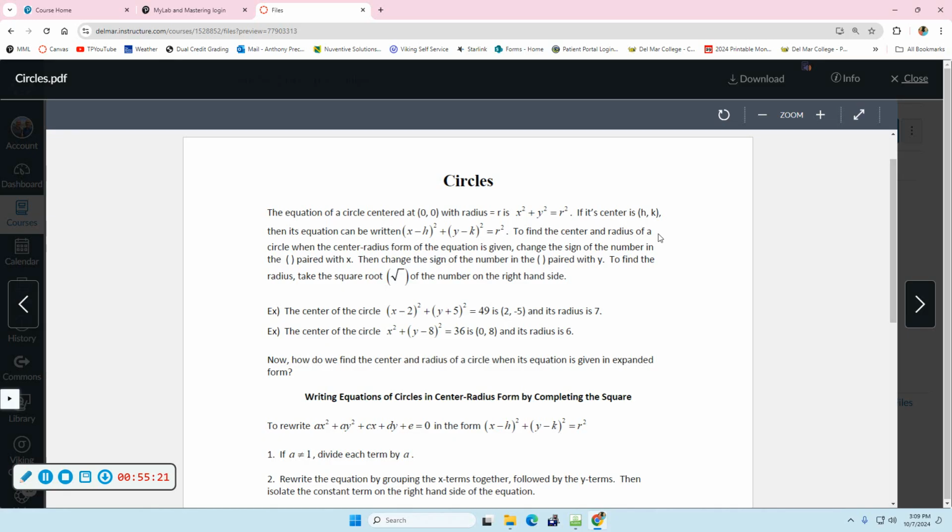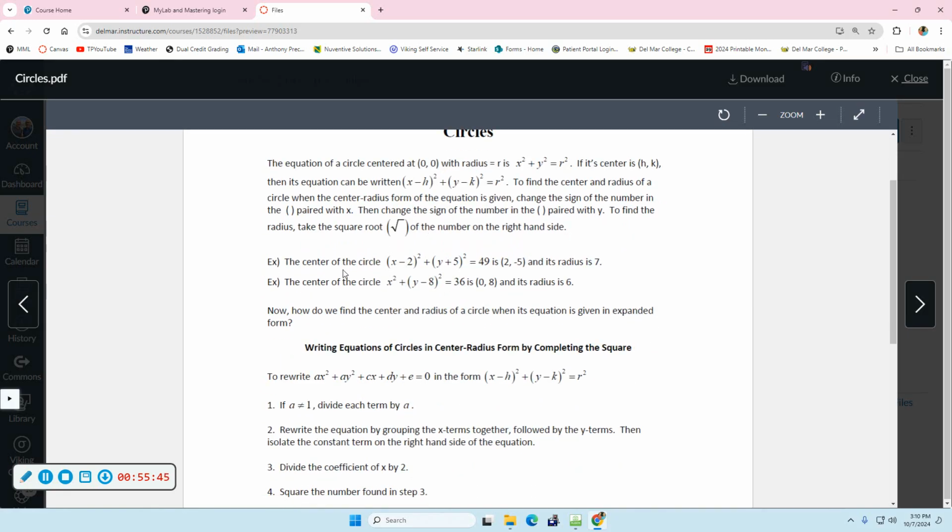To find the center and radius of a circle when the center radius form is given, I think this is what I said. Change the sign of the number in the parentheses paired with x. Change the sign of the number in the parentheses paired with y. To find the radius, take the square root of the number on the right side. Yeah, I said change sign, and take the square root. And we have a couple of examples here.